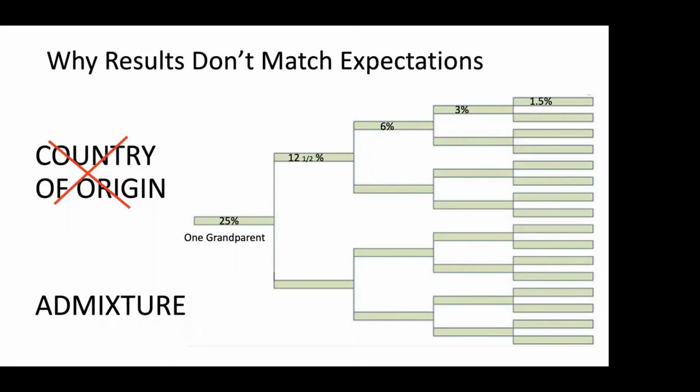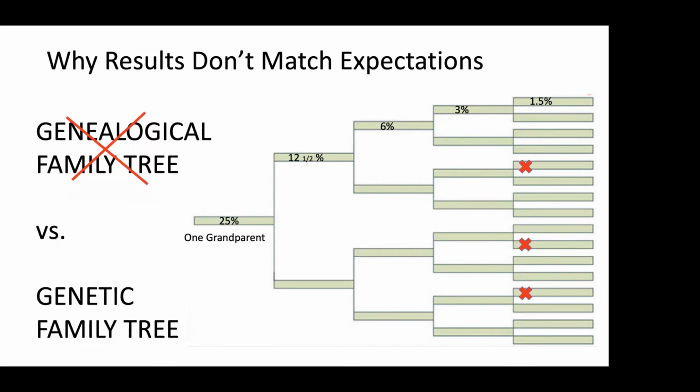Beyond random inheritance, there are many other reasons why results don't match expectations. First, people expect ethnicity to match recent ancestors' countries of origin. And instead, we're actually getting something called admixture that can reflect hundreds of far more distant ancestors. Let's look at one of your grandparents and assume you received an average 25% of your DNA from him. That means 12.5% came from each of his parents, 6% from each of their parents, and so on.